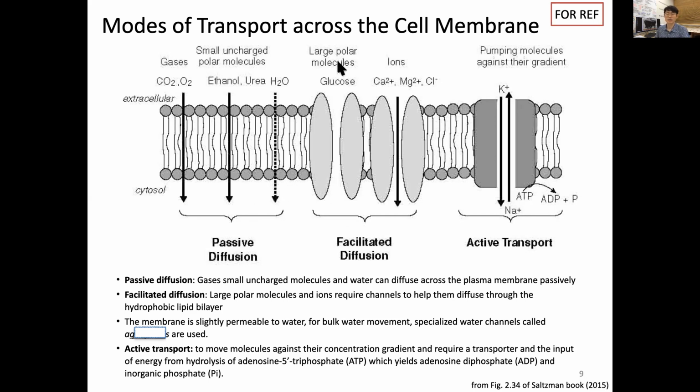While slightly larger polar molecules such as glucose and ions, which are charged particles such as calcium, magnesium, or chloride ions, require specialized channels, and that we call facilitated diffusion, because still this goes along a favorable concentration gradient. The membrane is slightly permeable to water, but for bulk water movement, this is very important, there needs to be a specialized water channel. Aqua, meaning water, aquaporins are used.